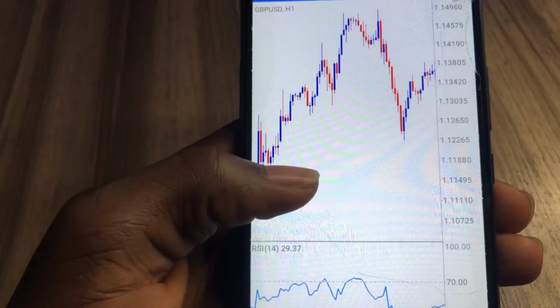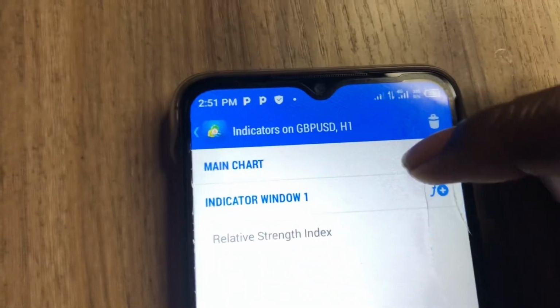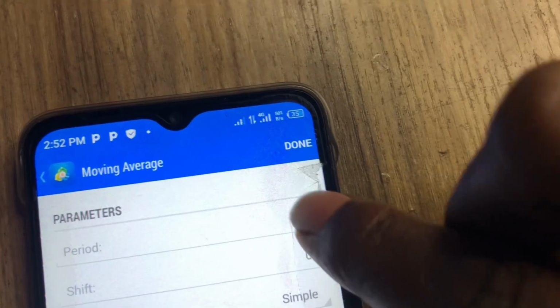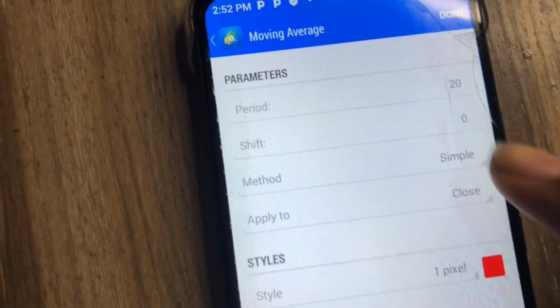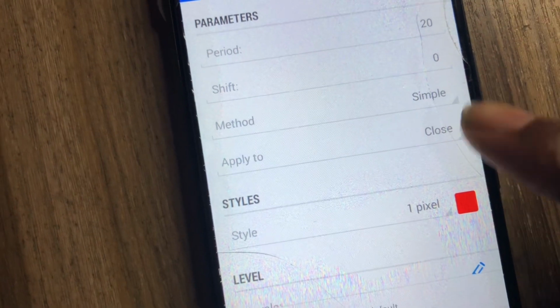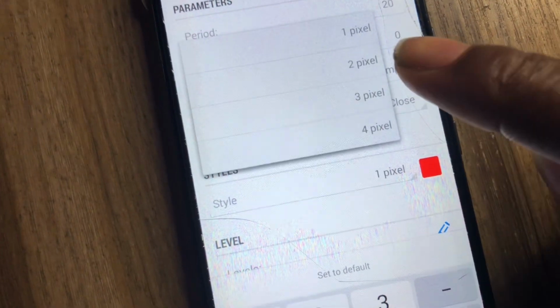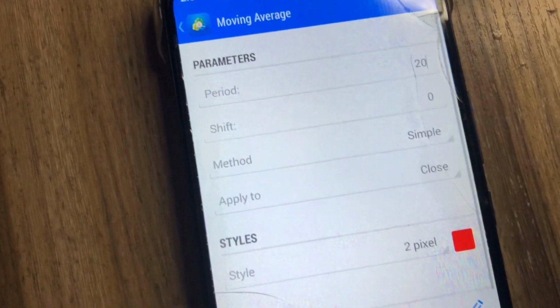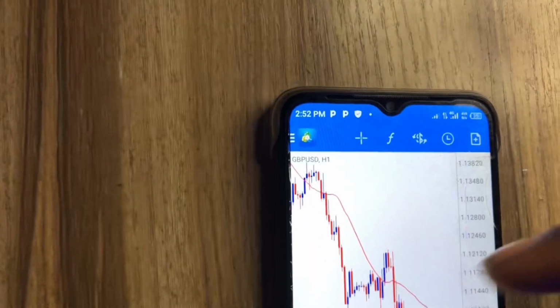Now, to make everything even more powerful than it is right now, you can go ahead and add in, come to this part right here, then you can go ahead and add in the moving averages. Then what you want to do right here is change this to the 20. Put this to 20. Then the shift should be 0. Simple method, simple. Apply, close. The pixel, you can keep this at 2 preferably. You can go ahead and hit done, and you have the first moving average in.